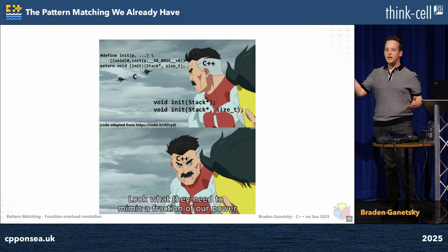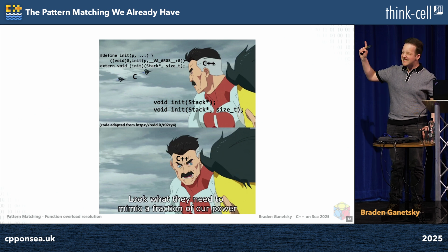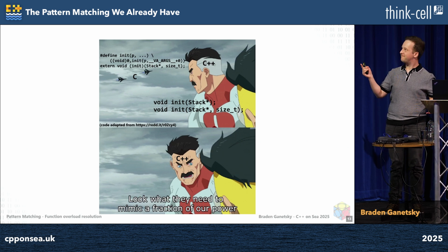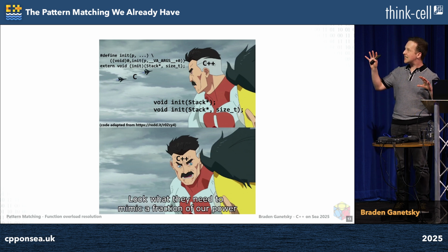So look at what it looks like to do some overloading in C versus some overloading in C++, right? In C++, you can write these two functions. They're both called init. They take different lists of parameters, and that's fine. That's normal code. We write that kind of code every single day. If I wanted to emulate this particular example of function overloading in C, look what's the least effort way I would have to do that. I adapted this from a Reddit post, and what I have to say to this is look what they need to mimic a fraction of our power. C++ is really powerful in the way that you can do this sort of overloading. And in C, you can get it kind of close for certain specific cases like this one, but you make it any more complicated, and you might not be able to.